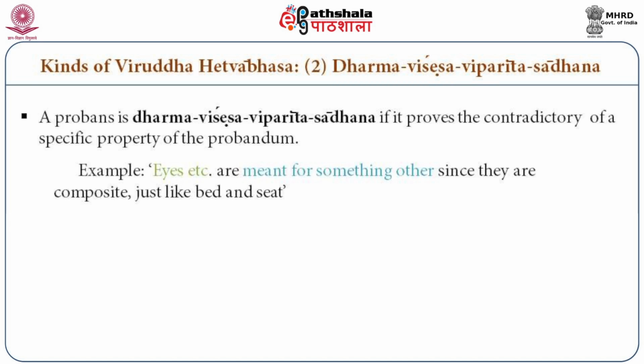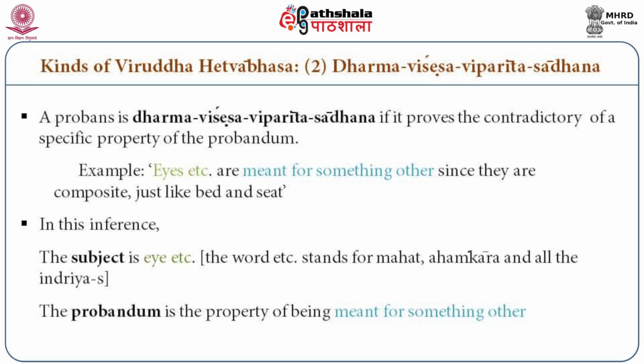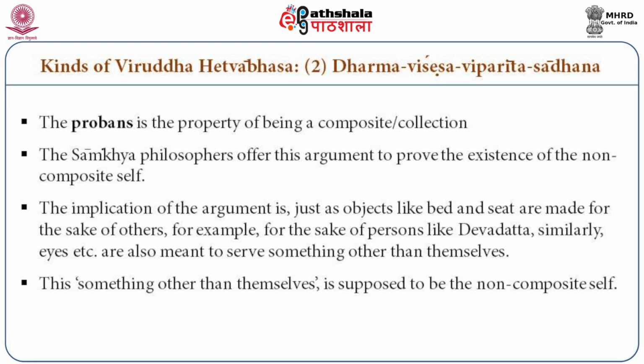For example, Sankhya philosophers give this argument: eyes, etc., are made for something other, since they are composite, just like bed and seat. Here, by this inference, Sankhya philosophers try to prove the existence of Purusha. That is, they want to prove that just as bed and seat are not meant for themselves, but are meant for something else, that is, for persons who use them, similarly, the limbs such as eyes are also meant for something other than themselves, and that something other, according to them, is Purusha. That is how Sankhya philosophers try to argue.